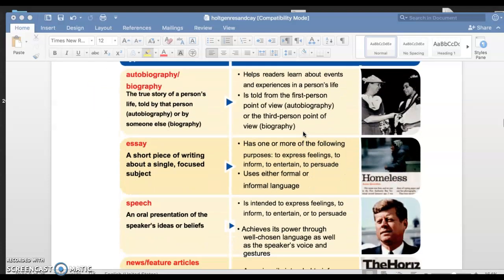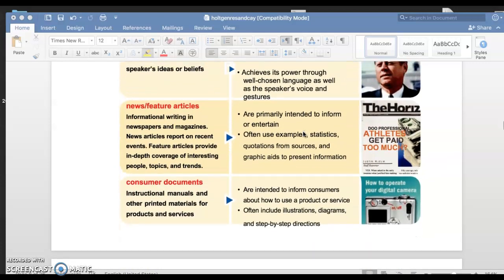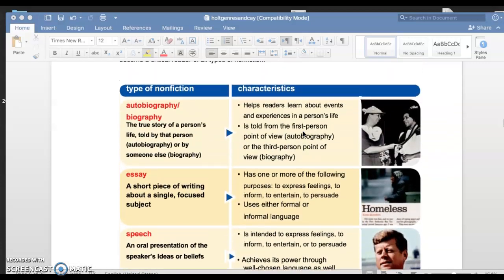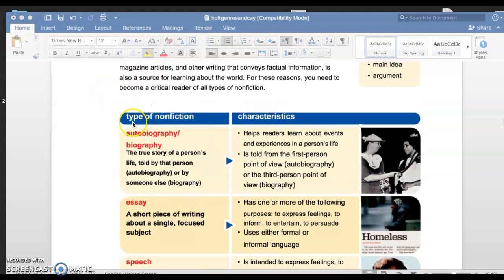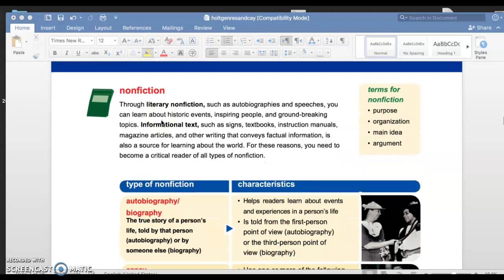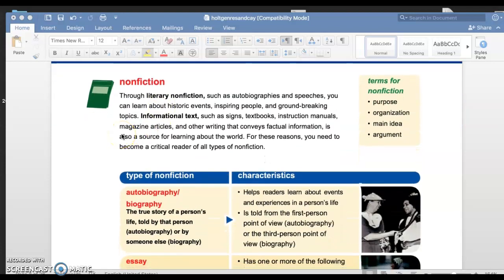Then we're going to go down here and notice that there is a graphic organizer with images. We're going to have our main headings and our subheadings. Okay, so we're going to read through this and we're going to annotate just as we did with our stories.